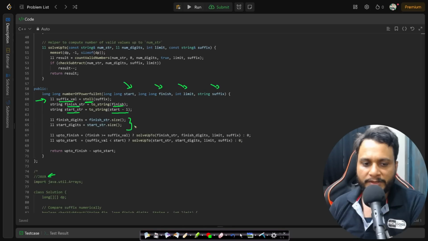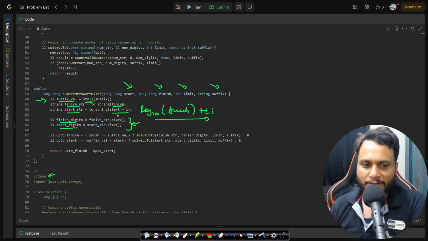Now find the number of digits. You can use this formulation, or you can take the log base 10 of the finish number and add 1. This will give you the number of digits, which is the same as finish digit and start digit. So these are the two ways you can follow. This seems to be a less complex method, so I have followed converting to string.